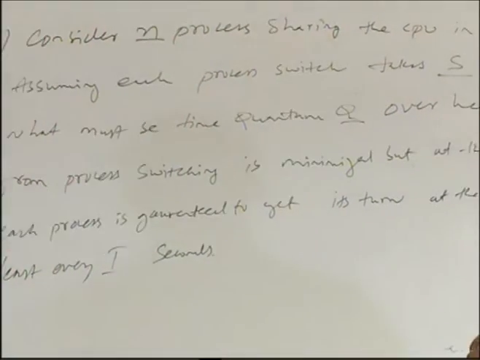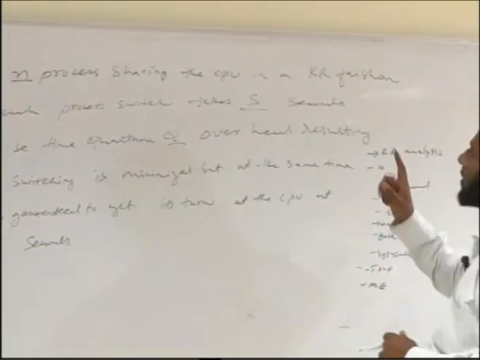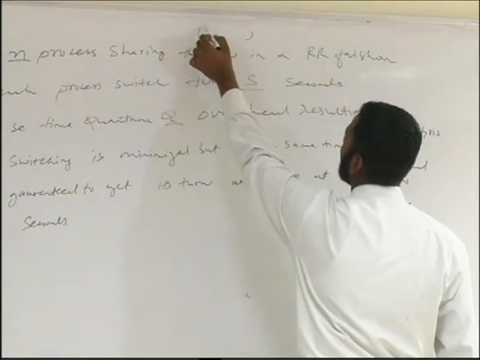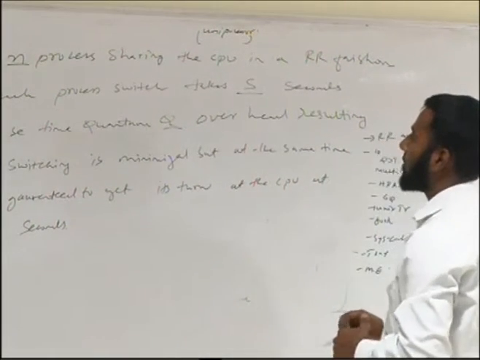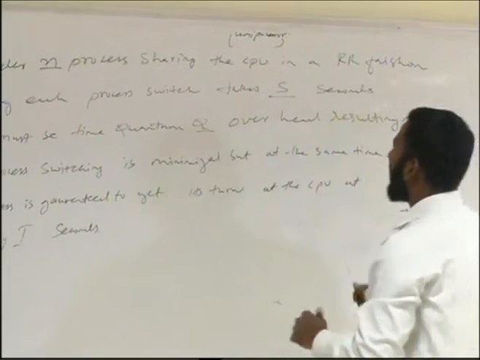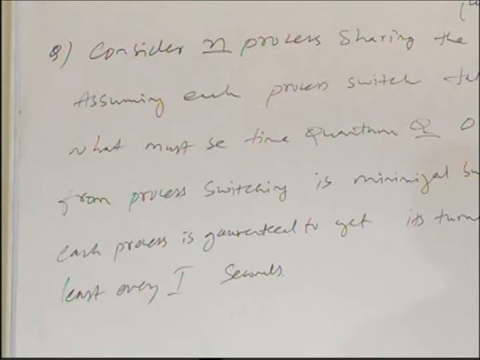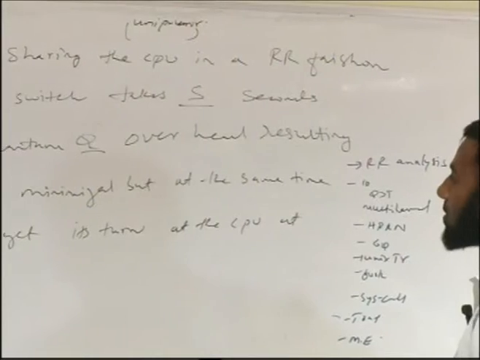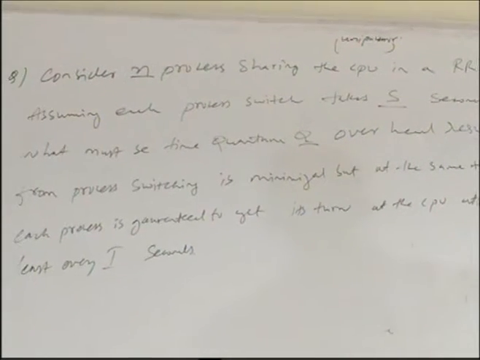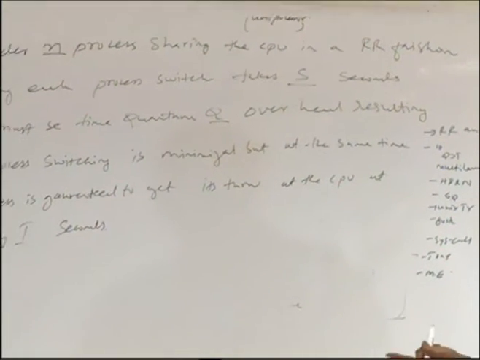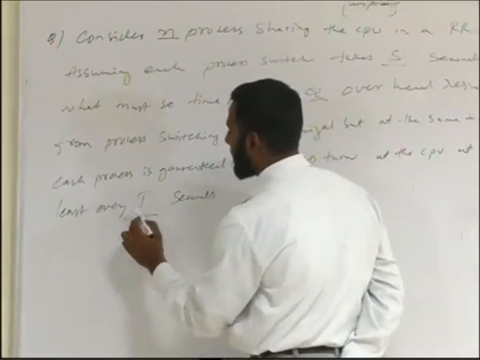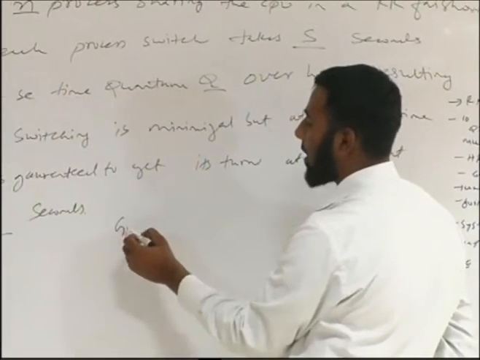We have a system having n processes sharing the CPU. We have only one CPU. We are talking about uniprocessor scheduling here. In a round robin fashion, assuming each process switch takes s seconds, s is the context switch time. So what must be the time quantum q such that overhead resulting from process switching is minimized, but at the same time each process is guaranteed to get its turn at the CPU at every t seconds. This t seconds. Now let us assume that it's actually given that there are n number of processes.